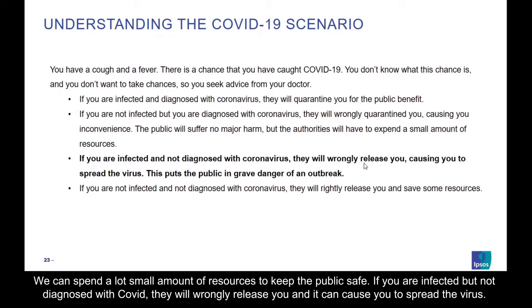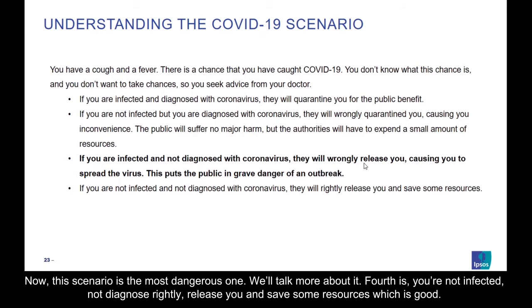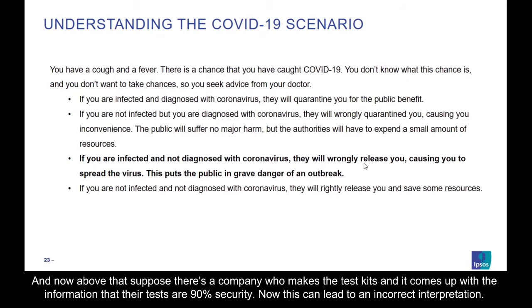If you are infected but not diagnosed with COVID, they will wrongly release you and it can cause you to spread the virus. Now, this scenario is the most dangerous one. We'll talk more about it. Fourth, you're not infected, not diagnosed, they rightly release you and save some resources, which is good. And now above that, suppose there is a company that makes the test kits and it comes up with the information that their tests are 90% accurate.